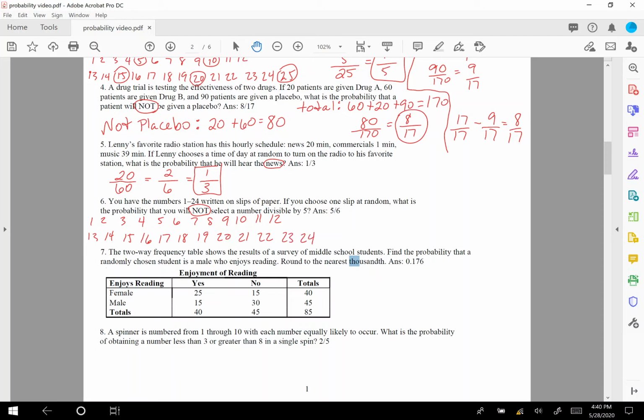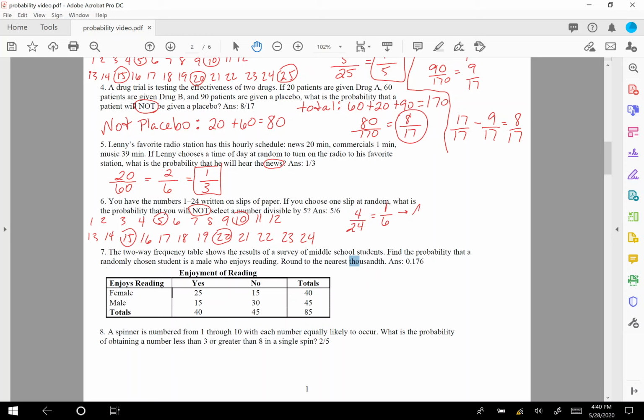Okay, we want to see the numbers that are divisible by 5. Well, we have 5, 10, 15, and then 20. Okay, so look at this. We have 1, 2, 3, 4. We have 4 numbers out of a total of 24 numbers that are divisible by 5. And 4 out of 24, that's 1 out of 6. 4 divided by 4 is 1, 24 divided by 4 is 6.